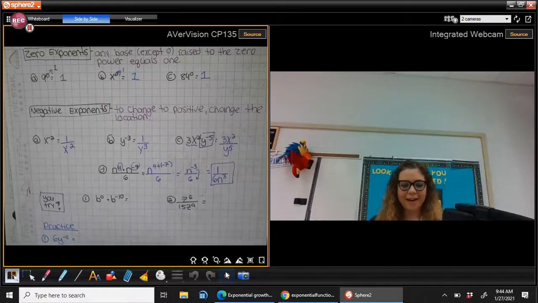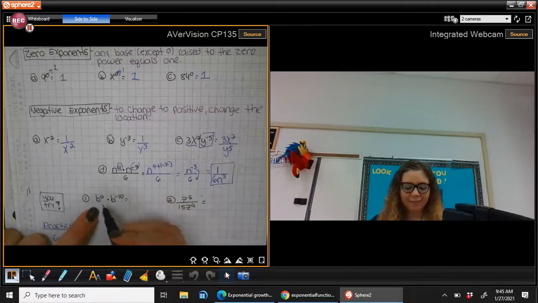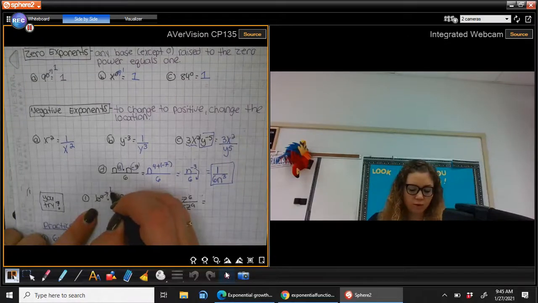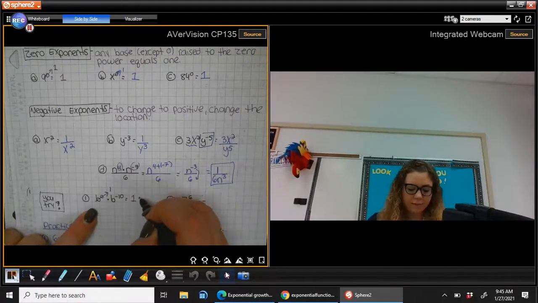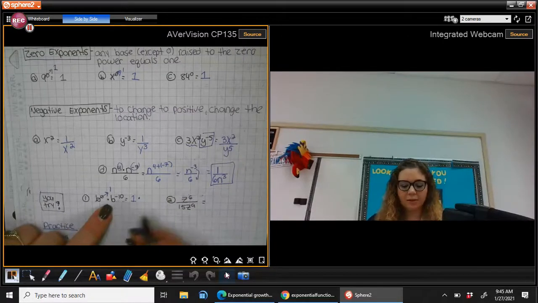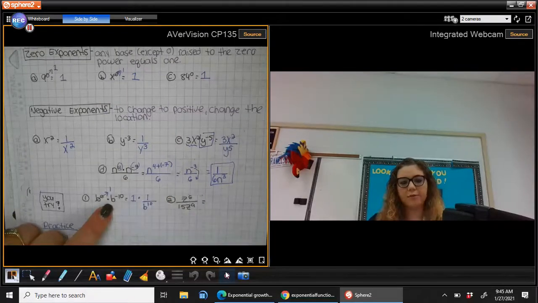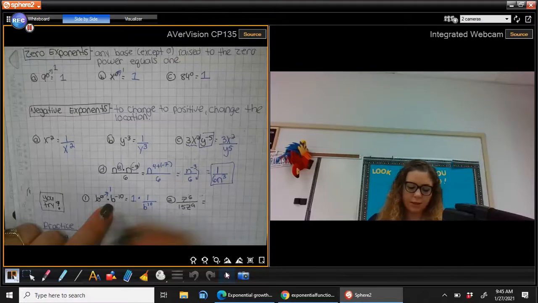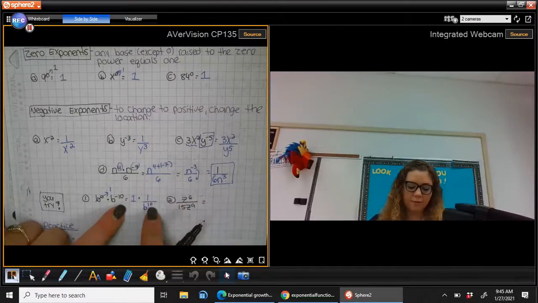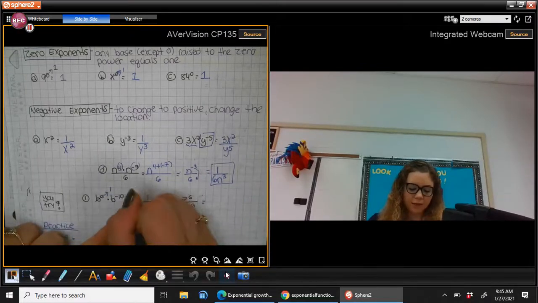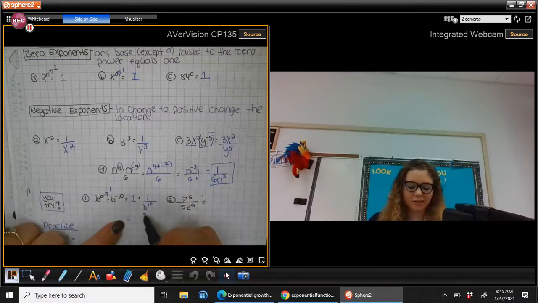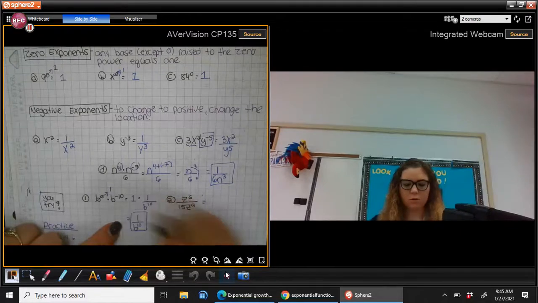Welcome back! For this one, b to the 0, anything raised to the 0 power is going to be 1. So I have 1 times b to the negative 10th. We don't like that, so we're going to put it underneath the house and make it positive. So this is my final answer: 1 times 1 over b to the 10th. Anything times 1 is just the other thing, so it's just 1 over b to the 10th.